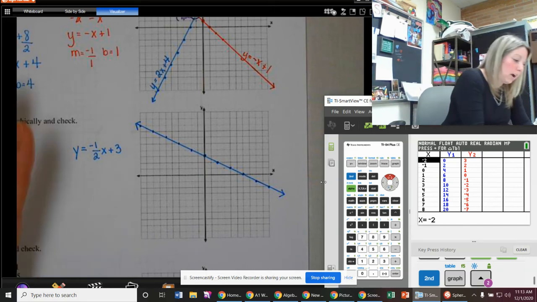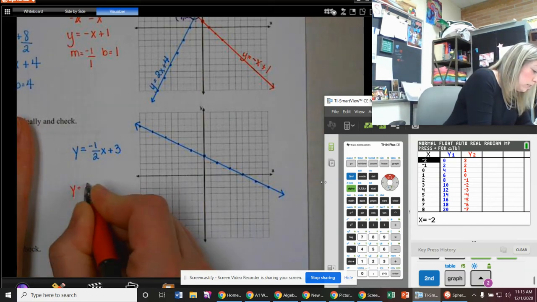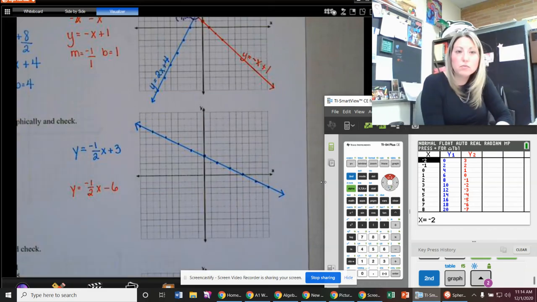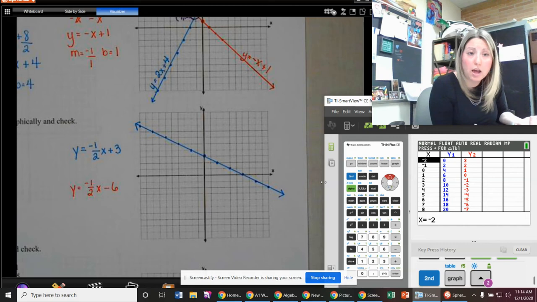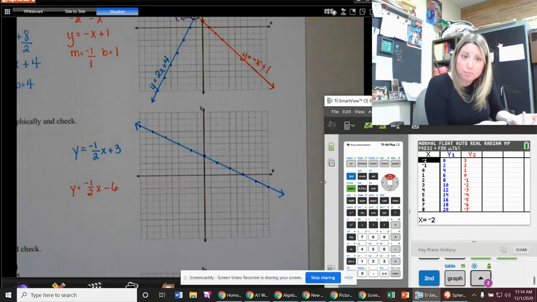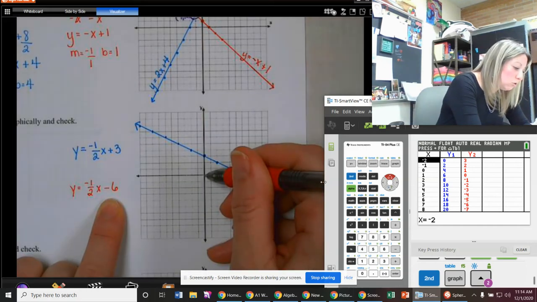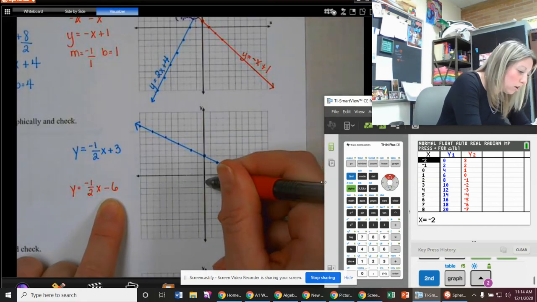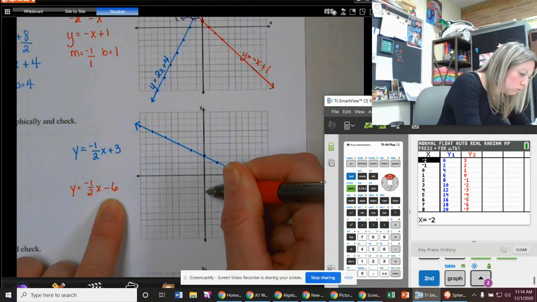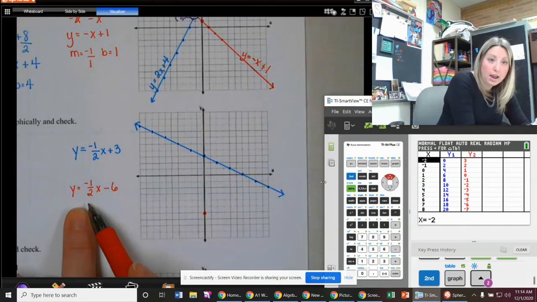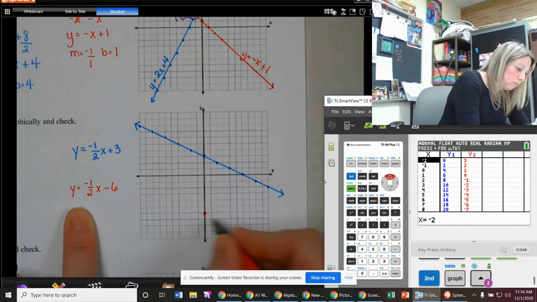But what I am going to graph of the second line is y equals -1/2 x minus 6. So you'll notice about these 2 lines that they have the exact same slope. They do have different y-intercepts. So what I'm going to do is I'm going to head down to -6 on the y-axis. 1, 2, 3, 1, 2, 3, 4, 5, 6. And then -1/2 is down 1, right 2.